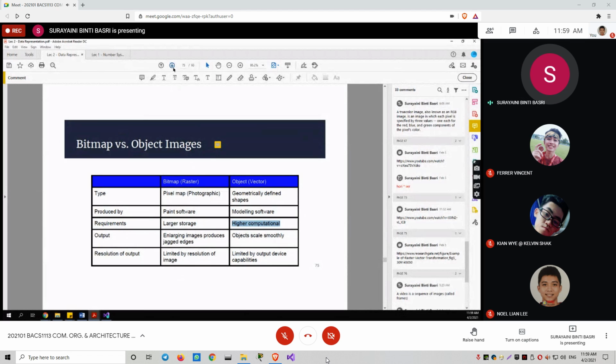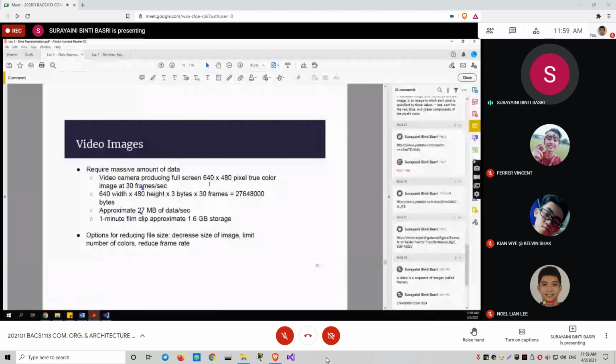Okay, so we proceed to the video image. This video image requires a massive amount of data. The video camera will produce a full screen of 640 multiplied by 480 pixels true color. Remember, true color is RGB, the combination of red, green, blue, and it runs at 30 frames per second. Frames are a group of images in sequence, so we call it a frame.